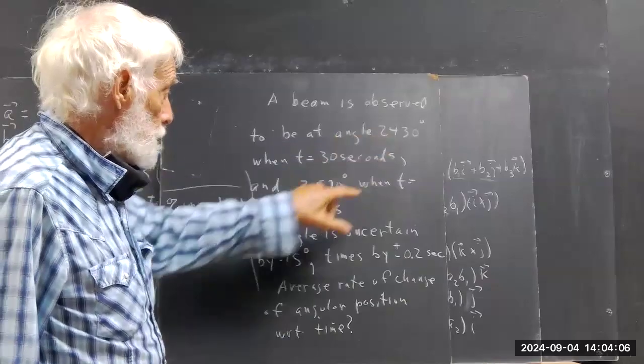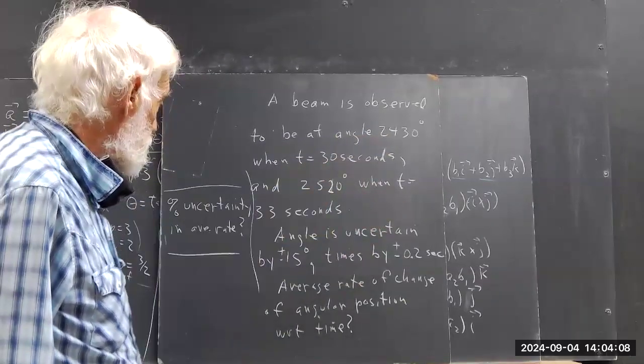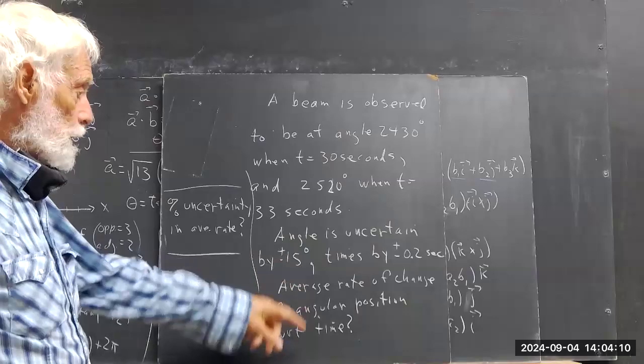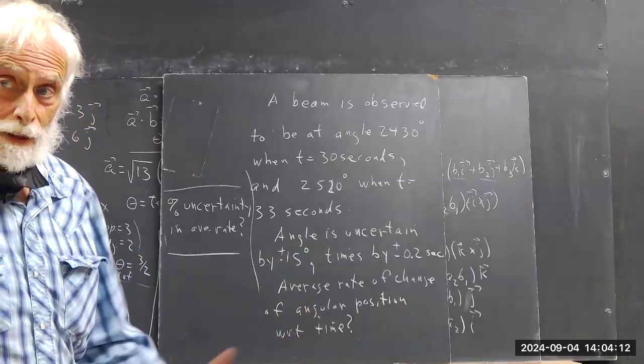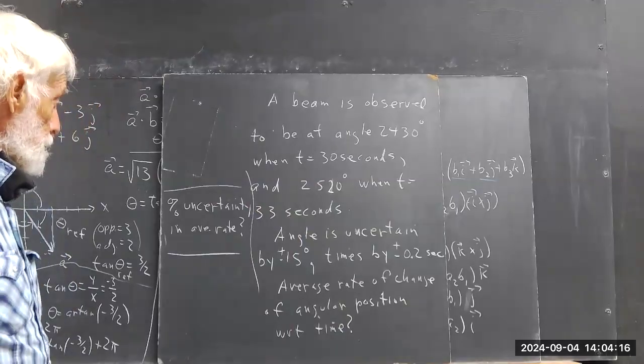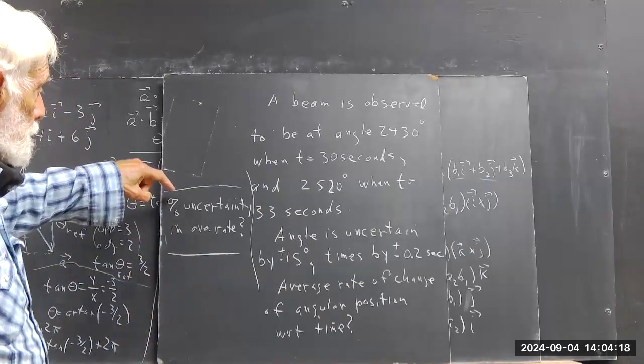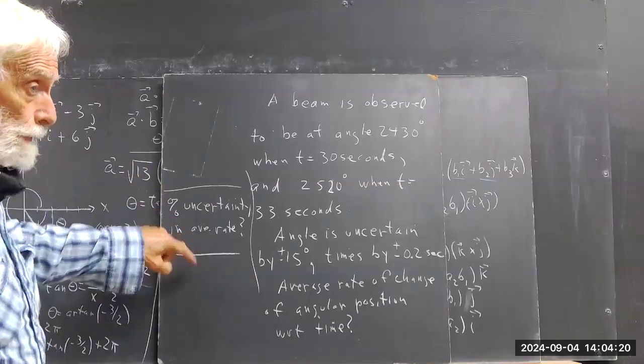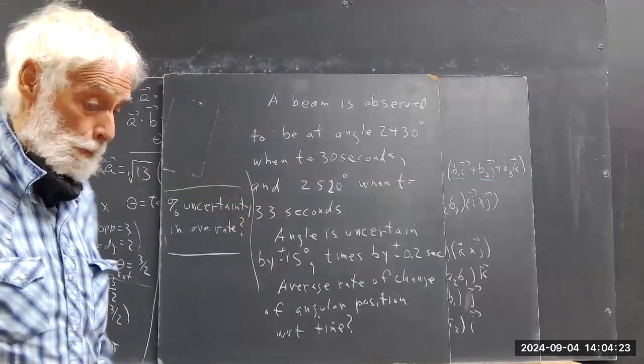Now, these are your angular positions, and here are your times. Okay? And you ought to know what an average rate of change is if you've had pre-calculus and calculus. And then, what is the percent uncertainty in the average rate according to this information?